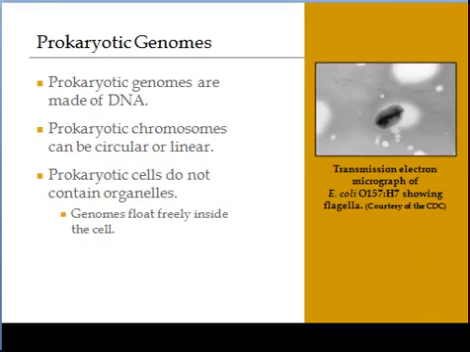Moving along to prokaryotic genomes, there is again a little bit of diversity amongst the bacterial genomes. Prokaryotic genomes are made of DNA. We do not see RNA genomes in the prokaryotes, but we do see some differences in terms of the organization of the genomes. Prokaryotic or bacterial chromosomes can be circular, and this is different from humans, who have all linear chromosomes. But in bacteria, we find both circular or linear chromosomes. And prokaryotic cells do not contain organelles, just as a reminder to help you keep things straight.